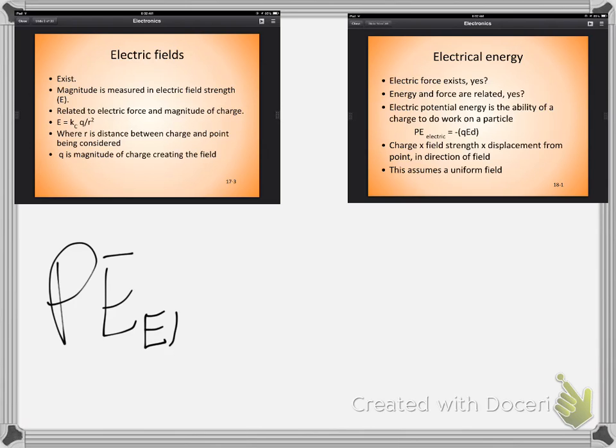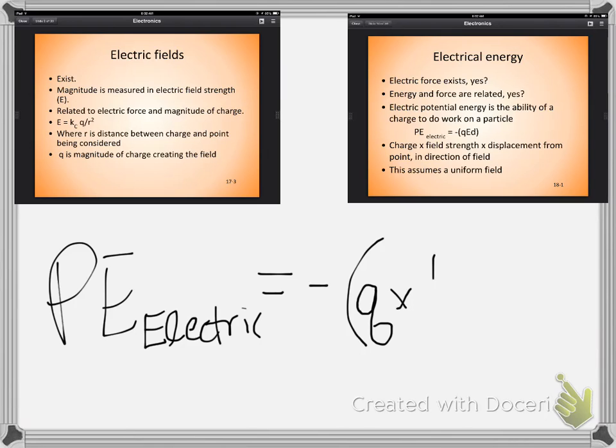So now you have electric potential energy. This is equal to the charge times the field strength, which remember we're not going to calculate, times the displacement from that point in the direction of the field.